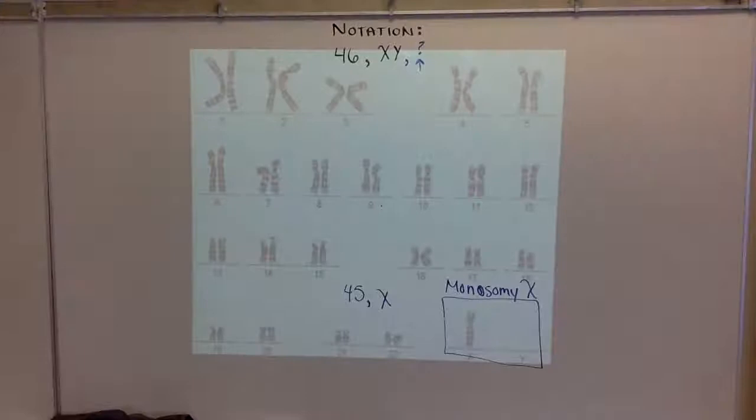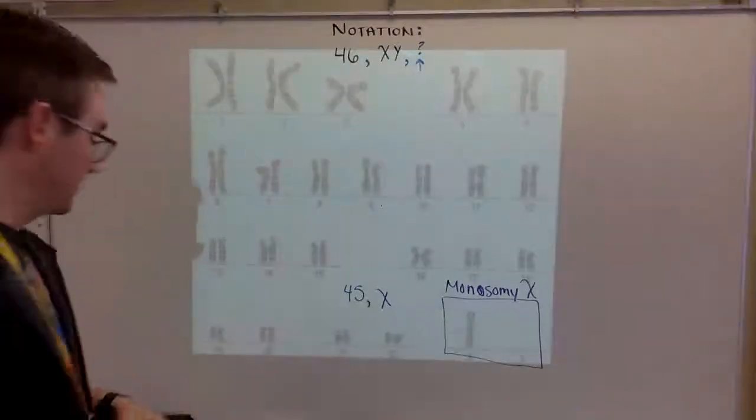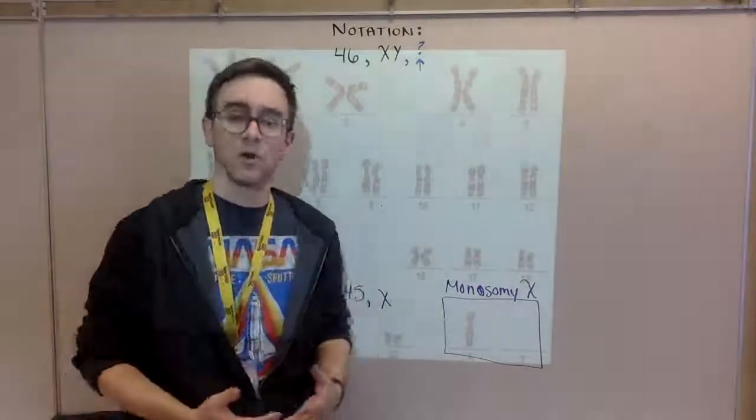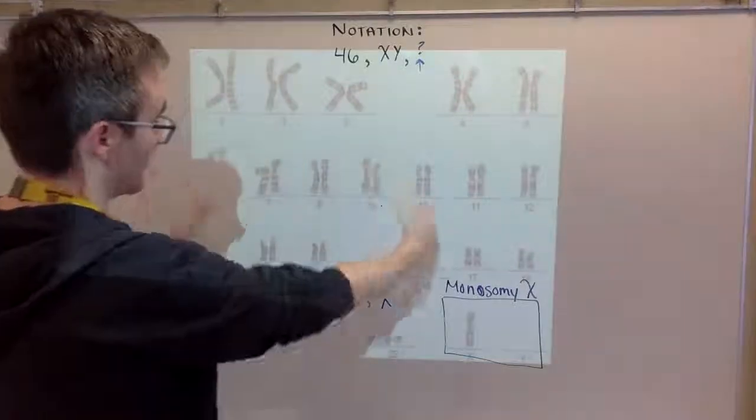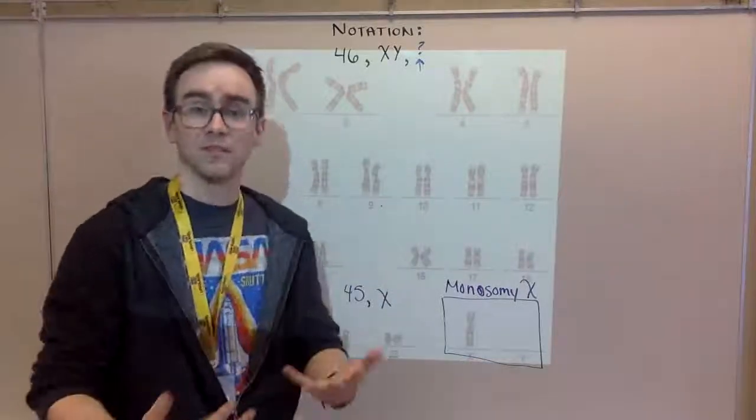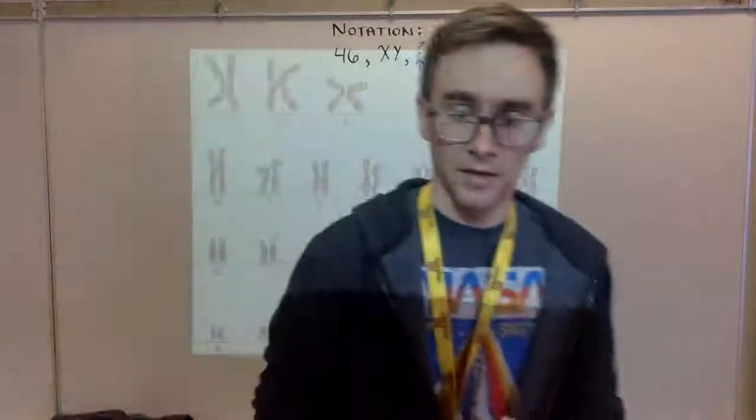Okay? All right, I know that was kind of a lot, but I wanted to show a couple examples as well. Nondisjunction is what happens when meiosis goes wrong, which leads to an improper number of chromosomes, and then we just have different notations to show that.